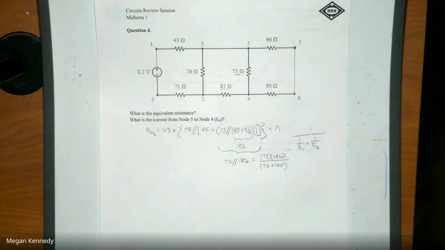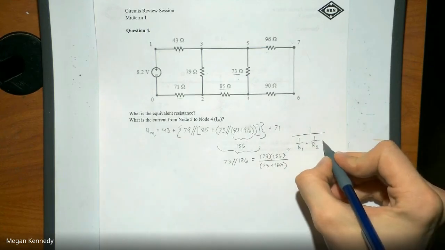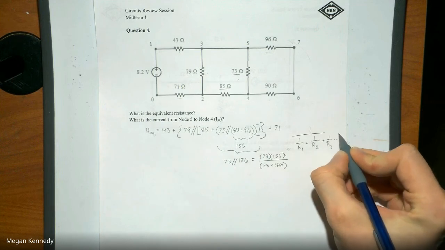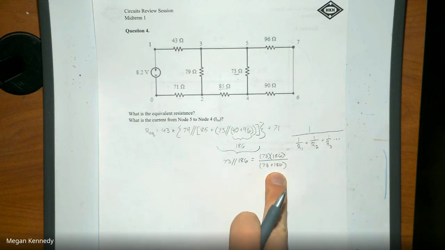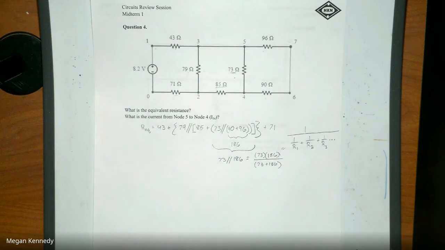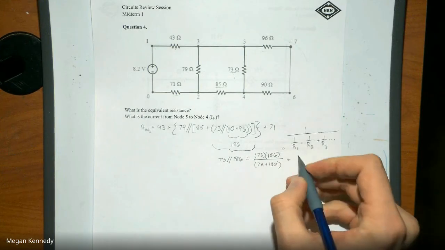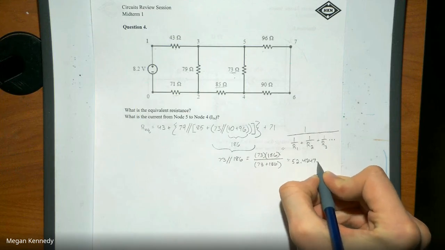You can, however, simplify two resistors and then make that value in parallel with the third one. It just depends on how you want to break it up. This equation, however, you can keep on adding 1 over R3, etc. You can keep adding more resistors to that. That equation will always be true. This one is just a shortcut for two to make it a little faster. So when we solve this equivalent resistance here, we end up getting 52.4247 ohms.